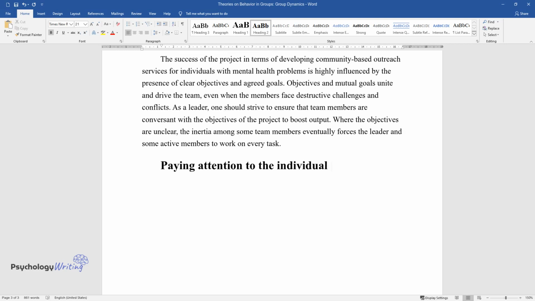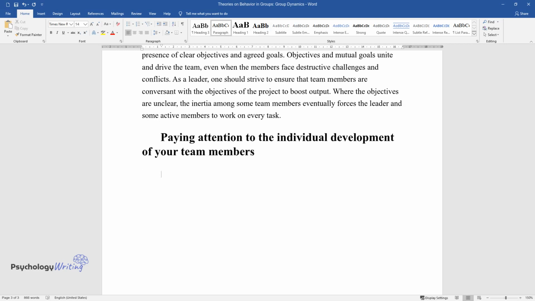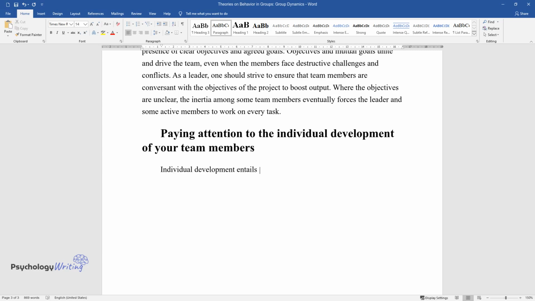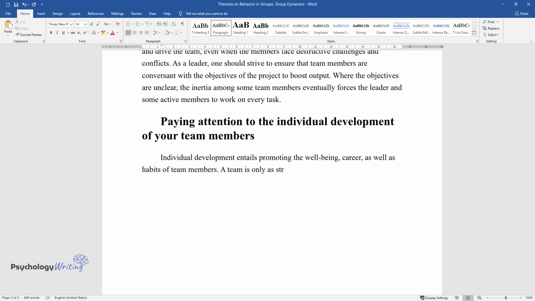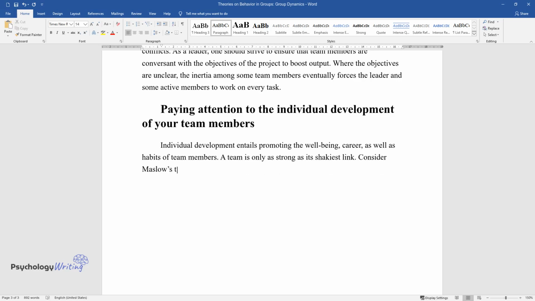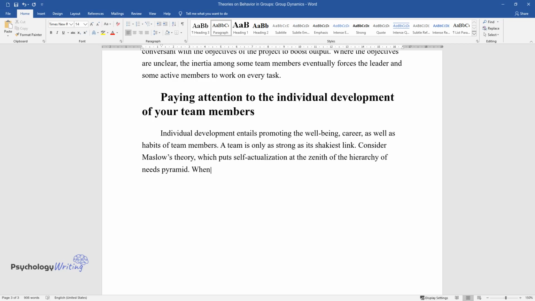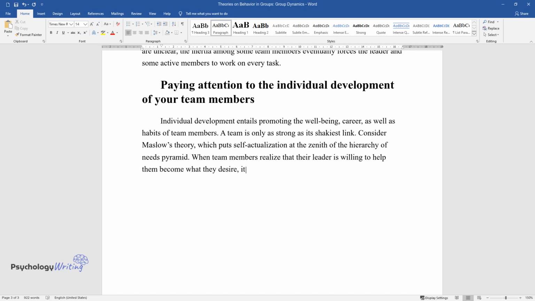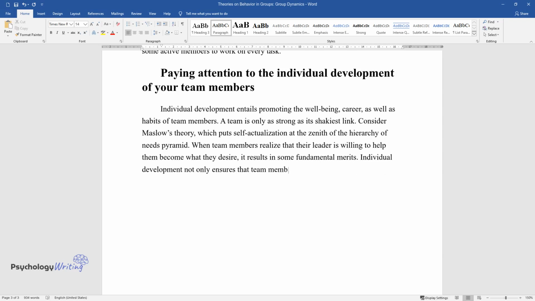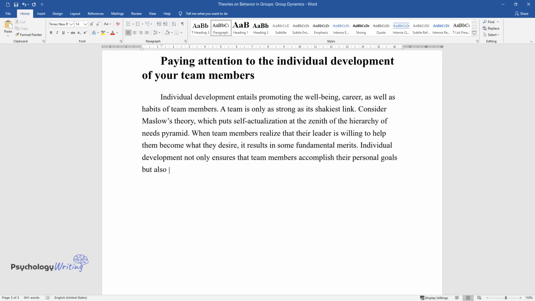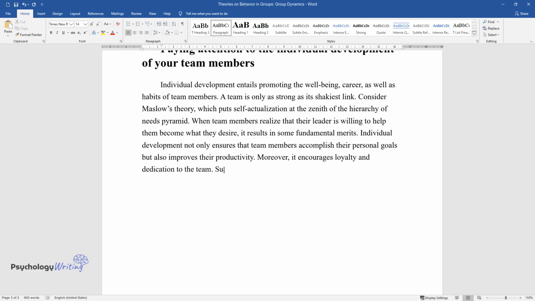Paying attention to the individual development of your team members. Individual development entails promoting the well-being, career, as well as habits of team members. A team is only as strong as its shakiest link. Consider Maslow's theory, which puts self-actualization at the zenith of the hierarchy of needs pyramid. When team members realize that their leader is willing to help them become what they desire, it results in some fundamental merits. Individual development not only ensures that team members accomplish their personal goals but also improves their productivity. Moreover, it encourages loyalty and dedication to the team.